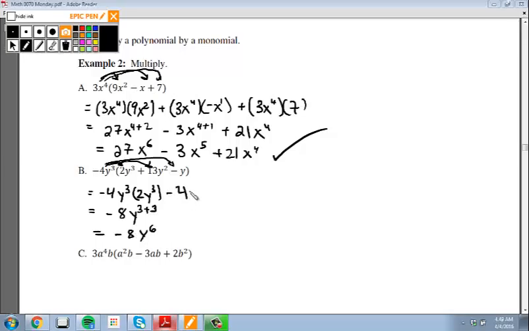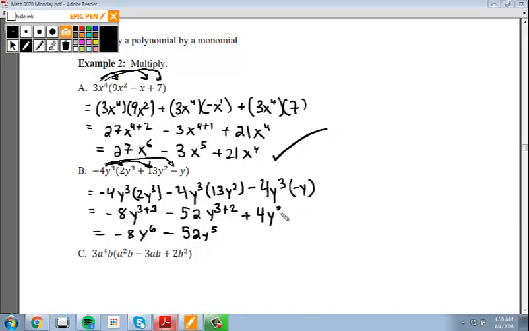Then we have minus 4y to the 3rd times 13y squared. So 4 times 13 is 52, so minus 52y to the 3 plus 2, or minus 52y to the 5th. Then we have minus 4y cubed times negative y, so negative 4 times another negative is a positive 4y to the 3 plus 1, or that's plus 4y to the 4th. Cha-ching!